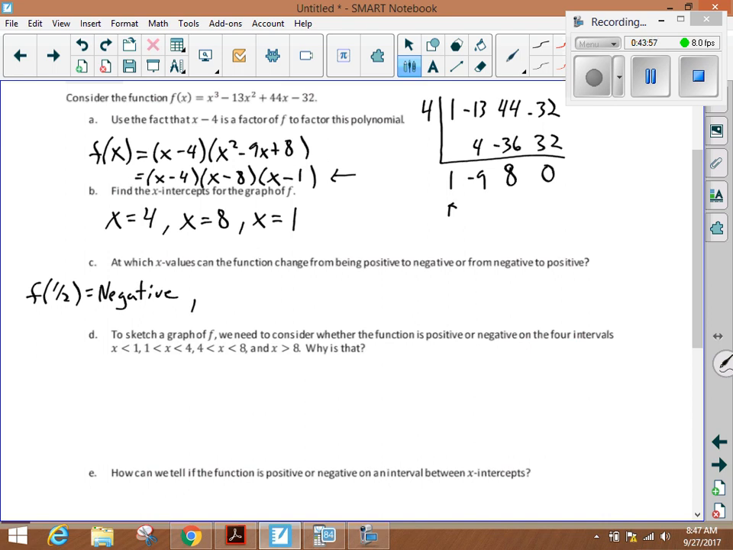How about what's going on in between 1 and 4? So in other words, what about f of 3? Well, if I plug 3 in here for the x minus 4, I'm going to end up with a negative. Right? If I plug it into the x minus 8, I get a negative, and if I plug it into the x minus 1, I wind up with a positive. So I've got a negative times a negative times a positive, which is going to wind up being positive.